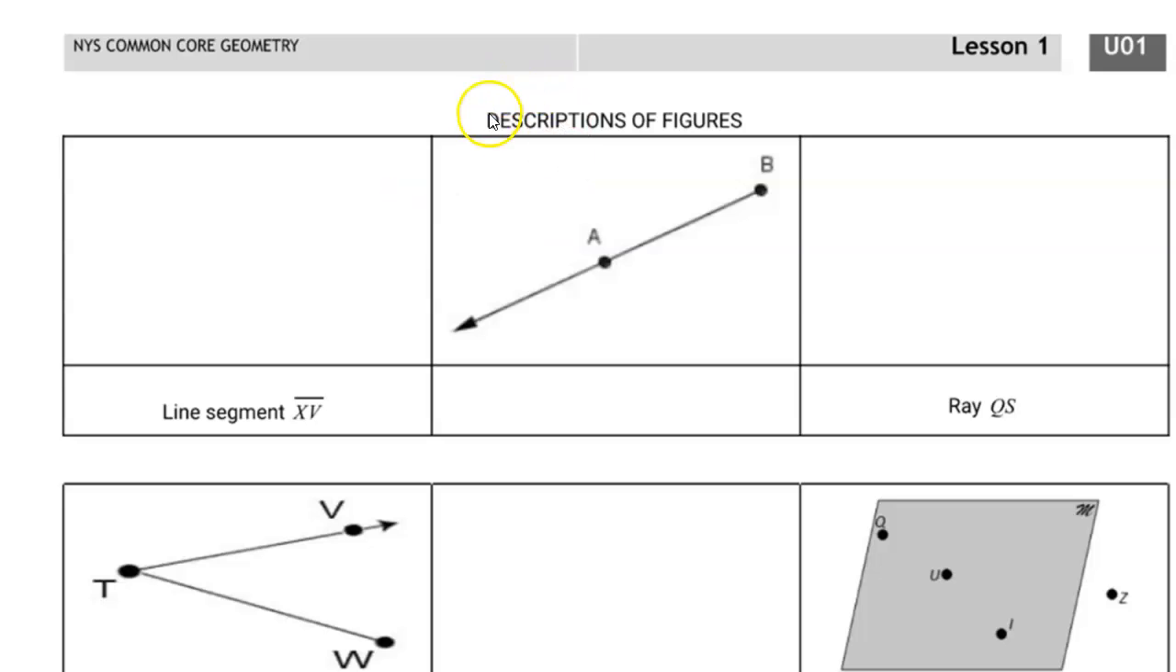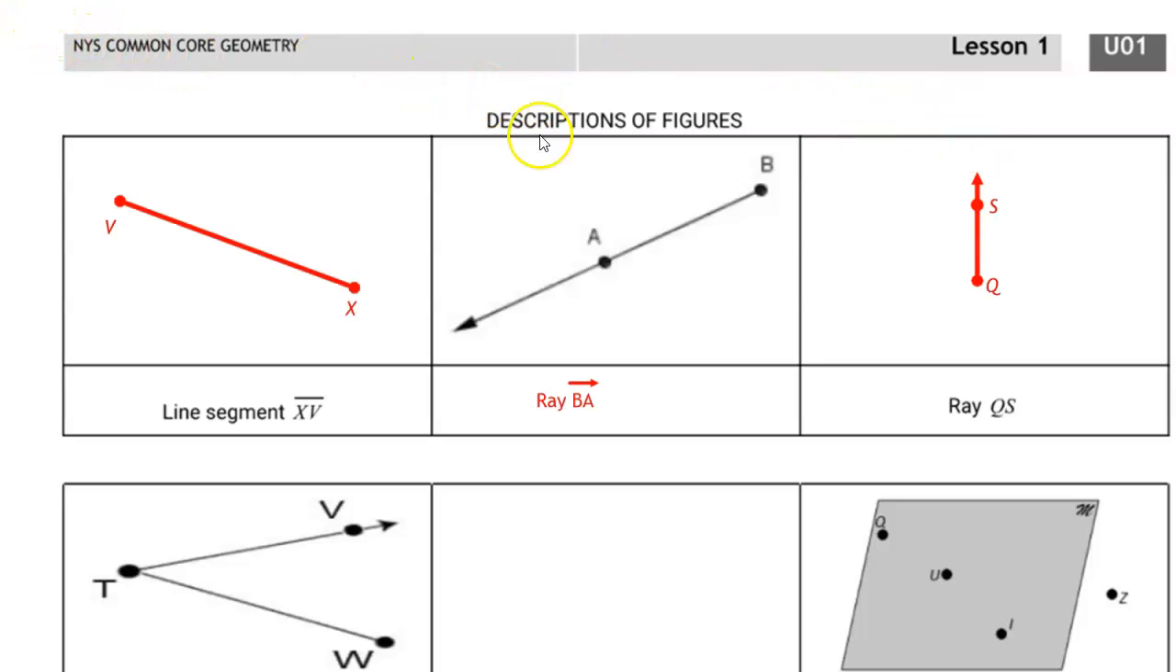Moving on, I'd like to take a look at some descriptions of figures. Anytime you talk about figures in geometry, you'll either get a drawn figure, a diagram, or you'll get a description, and you'll be required to either draw the diagram or name the figure. So take a few minutes, pause the video, and try to identify what the name is of this diagram and what the diagrams would look like for both of these situations. Pause the video, and then come back to see when you're done whether you got it right.